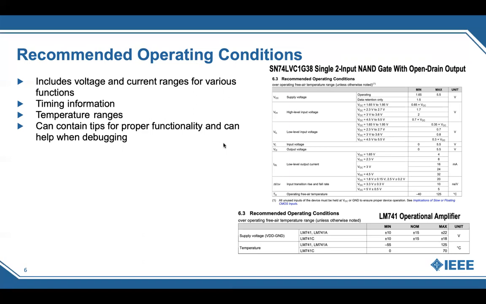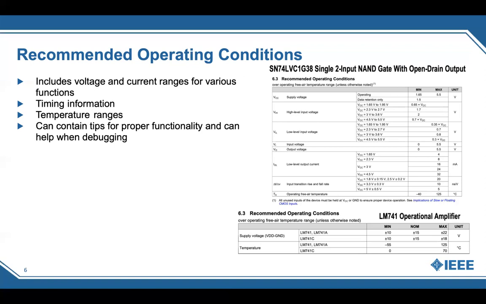For example, here on the right, we have a single 2-input NAND gate with an open drain output. This is something you might be working with, let's say in your 201 class, where you're using these IC chips with logic gates in them. Like I said, they can contain useful tips. If you see here at the bottom, it says that all unused inputs of the device must be held at VCC or ground to ensure proper device operation. Sometimes if you're getting really funky outputs that you're not supposed to be getting, reading up on the tips that the data sheet gives you can help you find where your error might be coming from in your circuit.